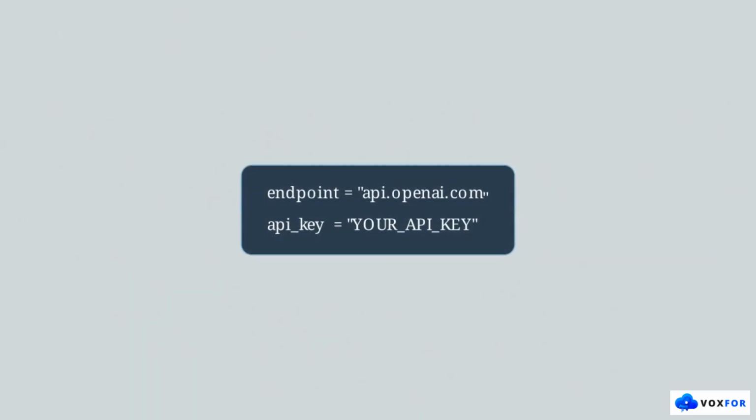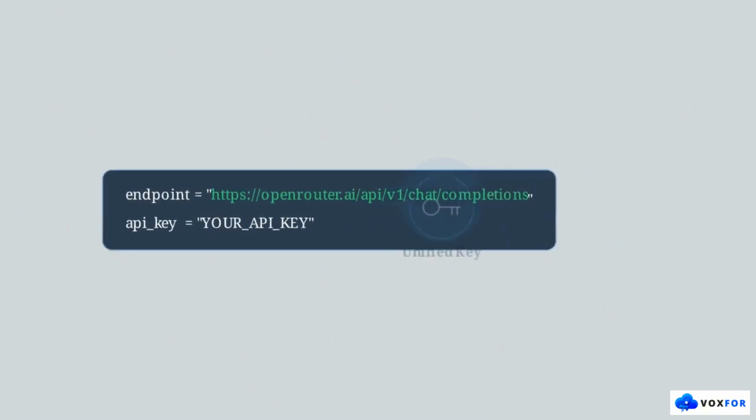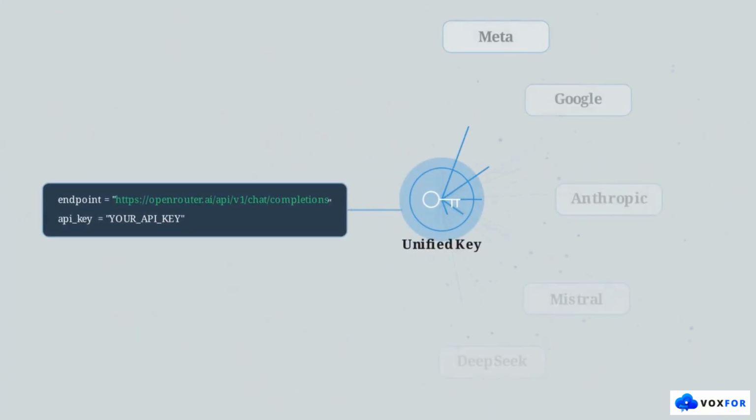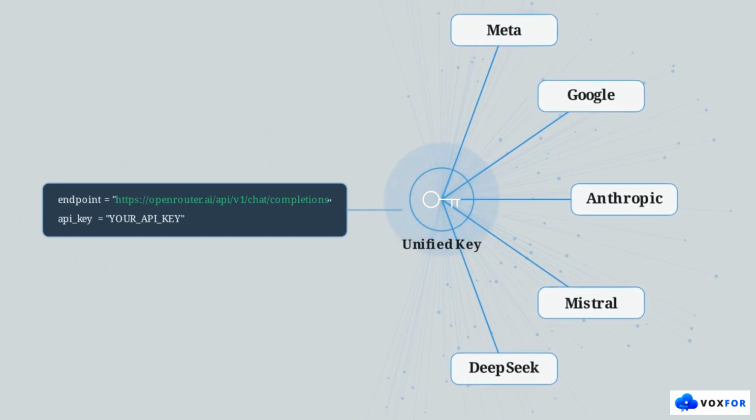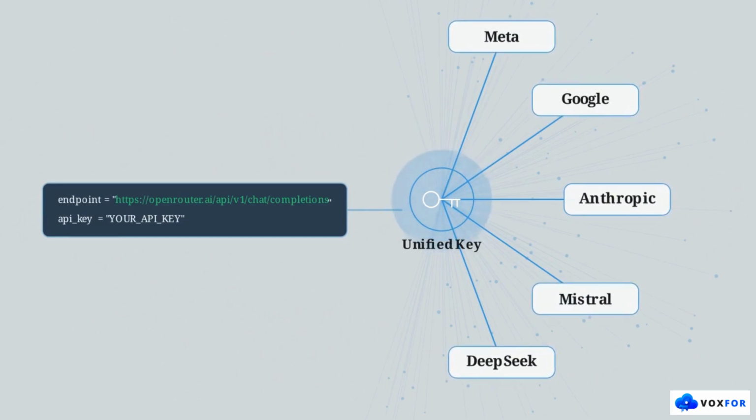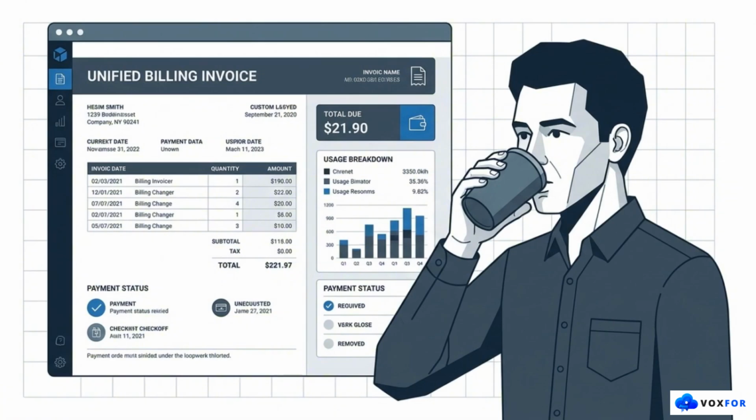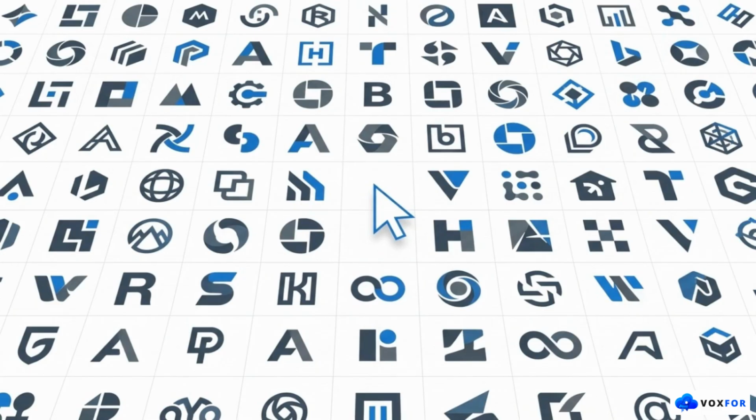If you use the standard OpenAI format, simply swap the endpoint URL to OpenRouter's API address. With that single line, your app connects to over 300 models across 60 providers via one API key. You are no longer tied to one company's release schedule or pricing. You have the entire global AI marketplace at your disposal.